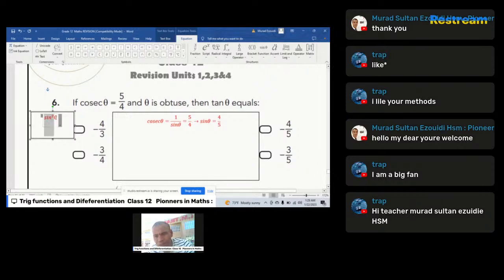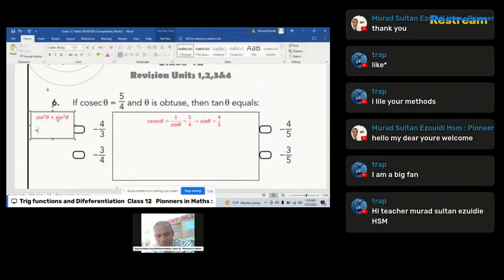plus cosine square is equal to 1 always. But I'm going to change sine here with cosine plus. Okay. Now, learners, this is the first trig identity. Equal 1, Mr. Murad. What is equal 1?